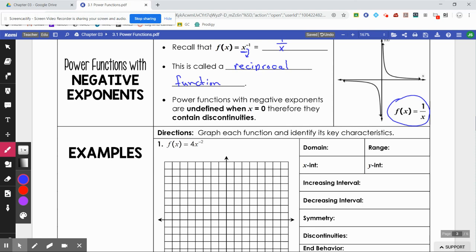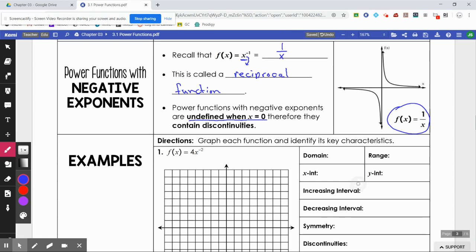Power functions with negative exponents are undefined at 0 because that's going to bring our x to the bottom, and we cannot divide by 0. We can't have a 0 on the bottom of a fraction. Therefore, they will contain discontinuities. Notice here that you have infinite discontinuity at x equals 0. It increasingly gets closer and closer, but it never crosses that discontinuity, and it can't, because if it did, it would be dividing by 0 there.